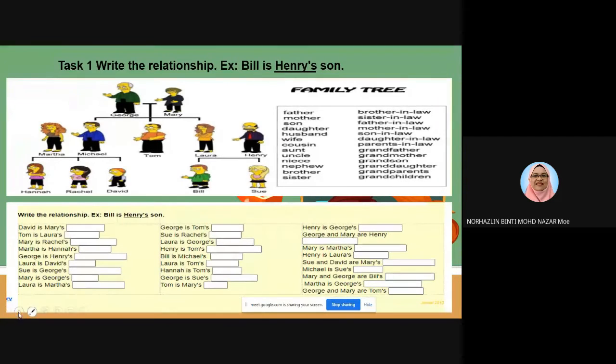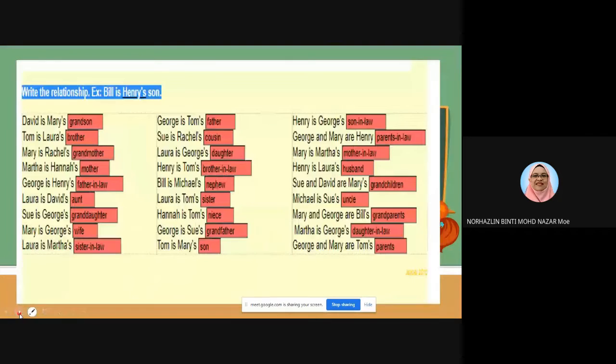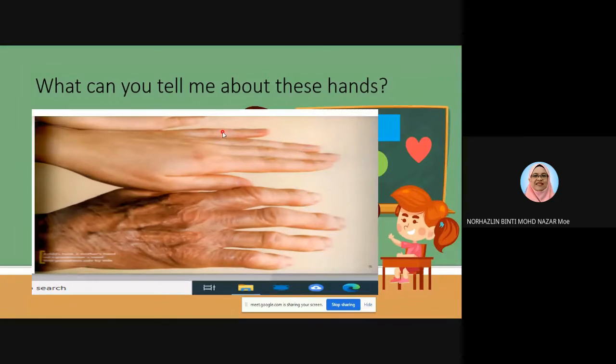Okay, I only touched on it a little. Next. Oops. So here are the answers. Don't look at the answers yet. So what can you tell me about this hand? What can you tell me about this hand? They are in different generations. Am I right?